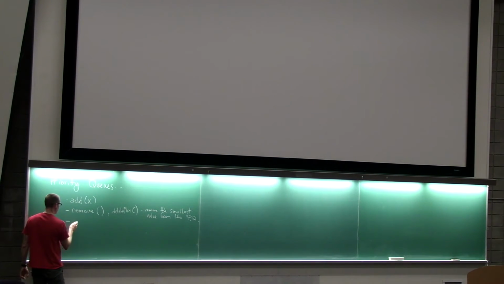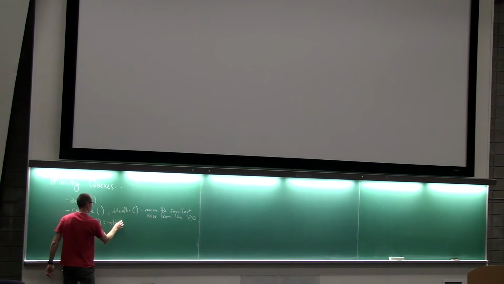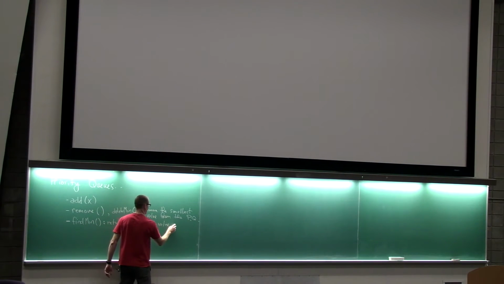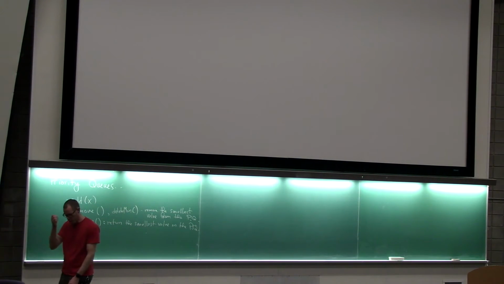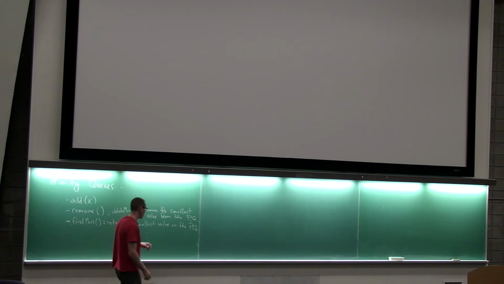And related to that, although it's not strictly necessary, is find min, which is return the smallest value in the priority queue. So these are the three basic operations of a priority queue. Sometimes you split these two because you can do this one faster than this one. But find min is not strictly necessary because you could always remove something, that gives you the minimum value, and then just add it back in if you didn't really need to take it out.